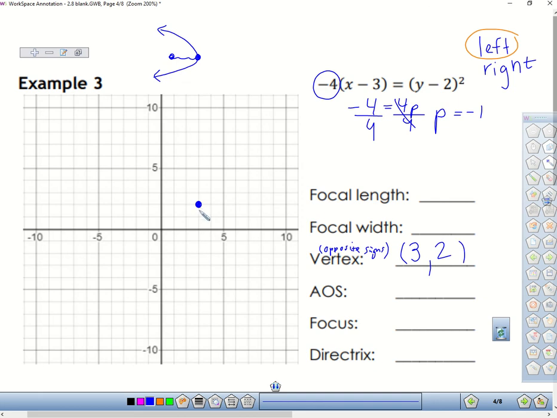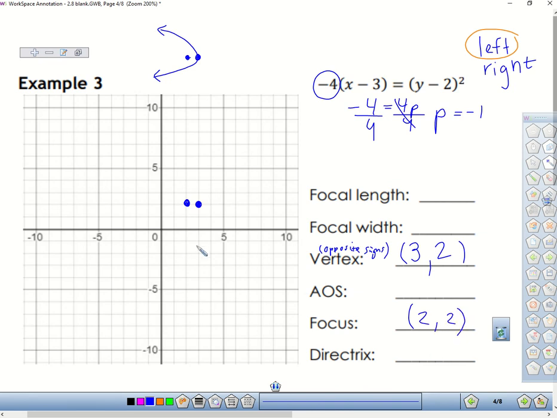Why is it 3? It's not. I don't know why I did that. I was thinking of the last problem. Yeah, it's only going to be 1 this time. So the distance from the focus to the vertex is always going to be the absolute value of p. In this case, that is, yep, just 1. So it's 1 unit over. So the coordinates of my focus are 2, 2.